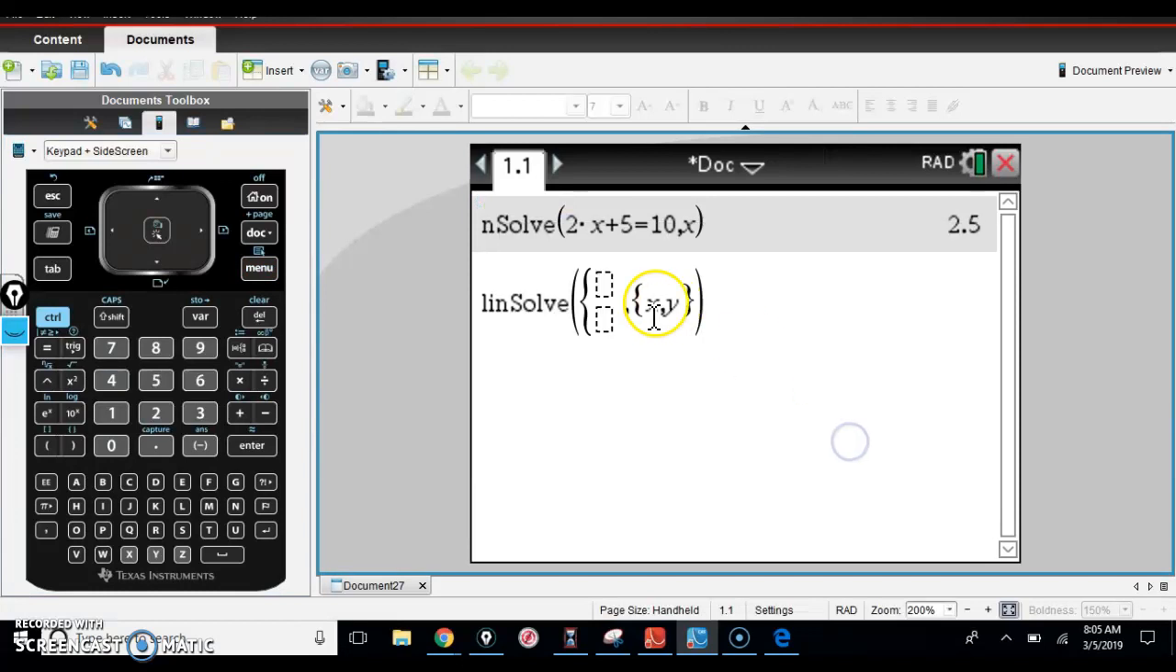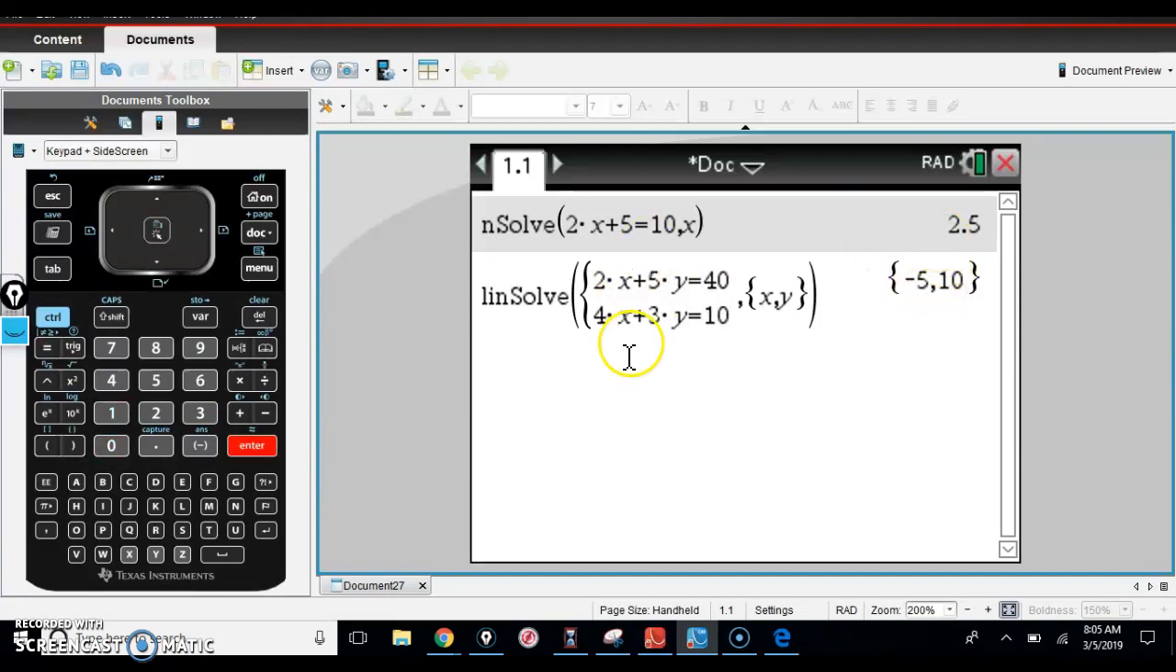We're going to put OK, and you're just going to type in the equation. So let's say 2x plus 5y equals 40, and 4x plus 3y equals 10. I hit enter, and it's telling me that these two lines would be crossing at negative 5, 10.